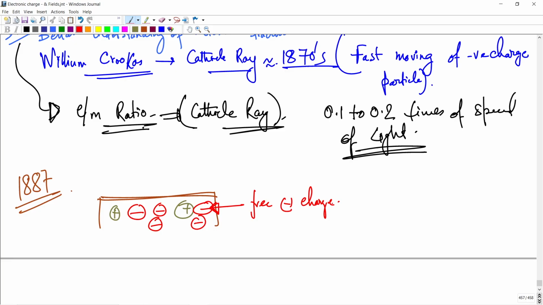And when some metal is irradiated by UV ray, irradiated means some UV light falls on a metal surface, these electrons, called free charges, are excited. If they are excited, they gain some kinetic energy, and these electrons escape from the metal surface and move to another plate.